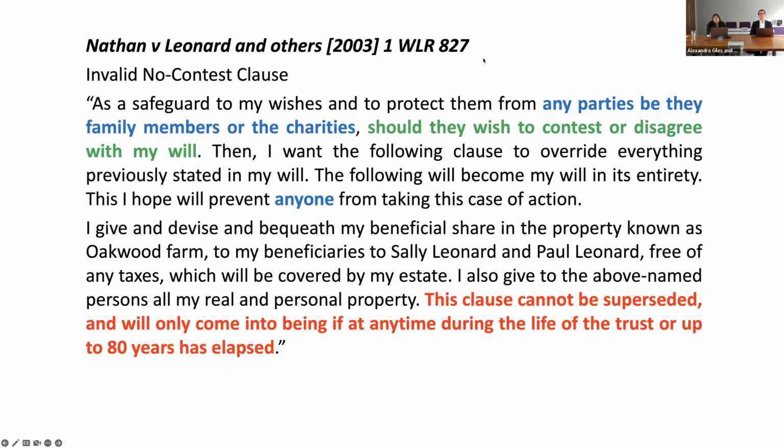So what can we take away from Nathan and Leonard as to what is good drafting? Well, it does seem that you can have loose definitions of who triggers the forfeiture, but it's probably better to be on the safe side. And you'll find in most precedents that they do define the people who would trigger the forfeiture by reference to them being a beneficiary of the will, at least if not named.